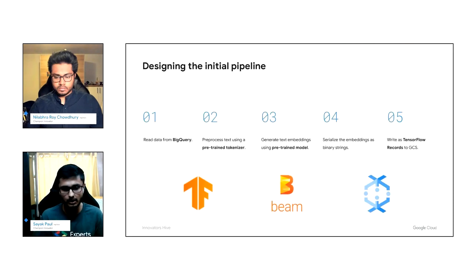So let's now take a look at our unoptimized text pipeline. So again, just to recap, this is how the pipeline looks like. We will start by reading the data from BigQuery. We will then pre-process a given piece of text using a pre-trained tokenizer. Then we will generate embeddings from the tokenized text piece using a pre-trained model. Then we will serialize the embeddings as binary strings, and then we will finally write those binary strings as TensorFlow records to a Google Cloud Storage bucket.